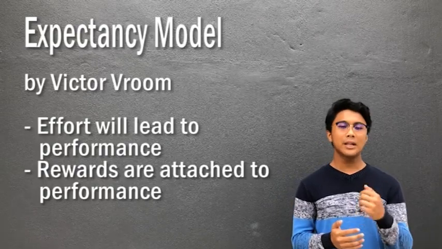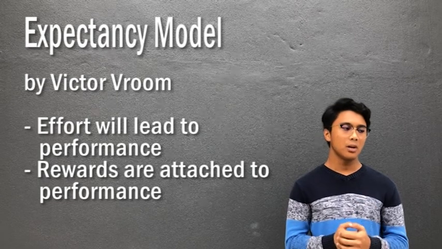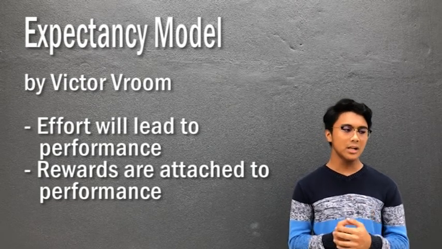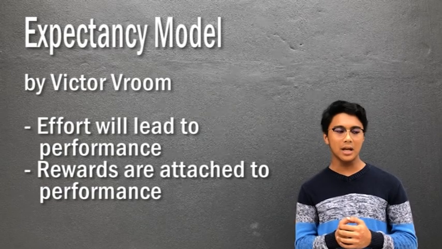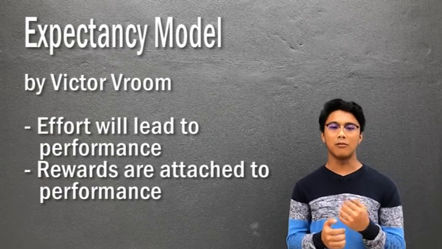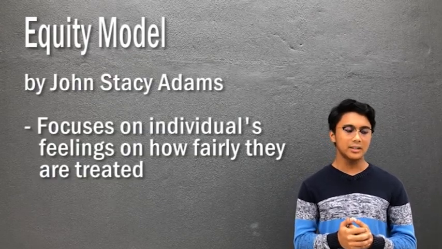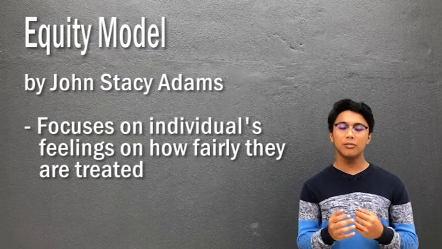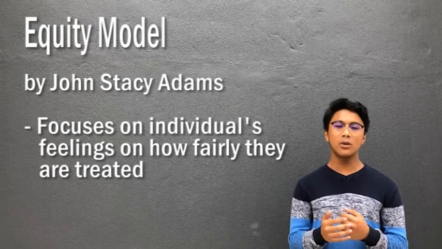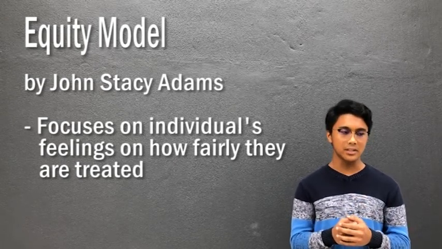Now, the process-based approaches are the expectancy model by Victor Vroom, where effort will lead to performance, rewards are attached to performance, and the outcomes or rewards are available to the individuals. The equity model by John Stacey Adams focuses on an individual's feelings about how fairly he or she is treated in an organization.